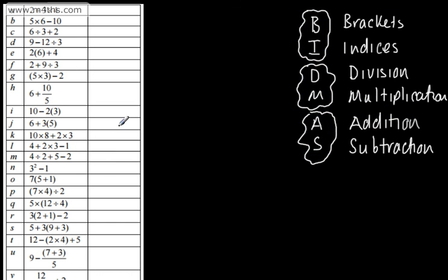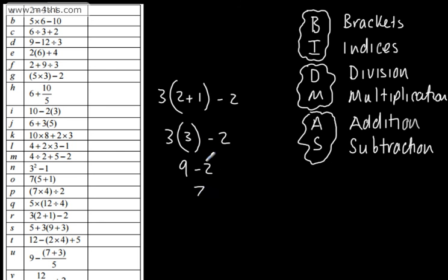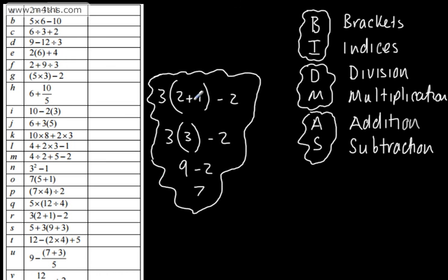So if we look at the next one, what we've got here is 3, then we've got 2 plus 1 in brackets, and we've got minus 2. So we can see we've got the brackets and we've got subtraction. We do the brackets first. Well, 2 plus 1 is going to give me 3. And then we have now the minus 2. We've got multiplication and subtraction. Multiplication comes first. 3 times by 3 is 9. 9 minus 2 is 7. So we carry out the calculation in the brackets. First, we multiply, then subtract.